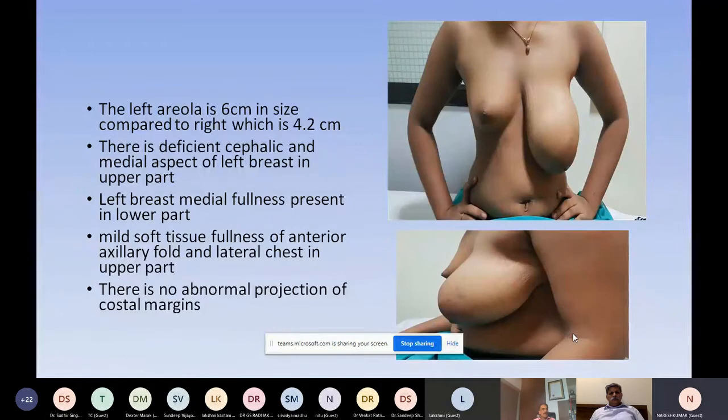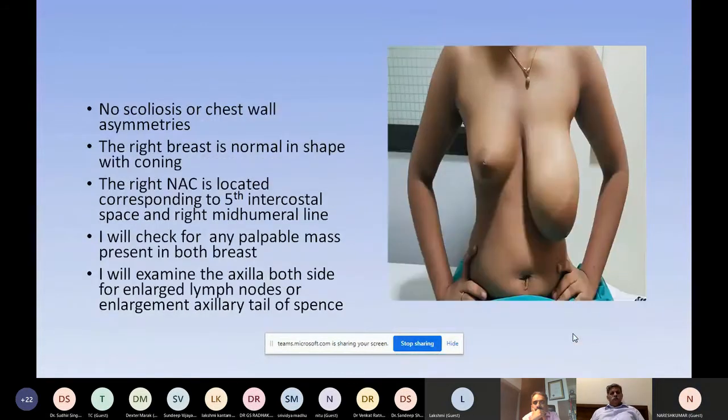There is deficient cephalic and medial aspect of the left breast in the upper part. Left breast medial fullness is present in the lower part, and mild soft tissue fullness of the anterior axillary fold and lateral chest in the upper part of the left side was present. There is no abnormal projection of costal margins, no scoliosis or chest wall asymmetries. The right breast is normal in shape with coning. The right nipple areola complex is located corresponding to the fifth intercostal space and the right mid-humeral line. I will check for any palpable mass present in both breasts. I will examine the axilla on both sides for enlarged lymph nodes or enlarged axillary tail of Spence.